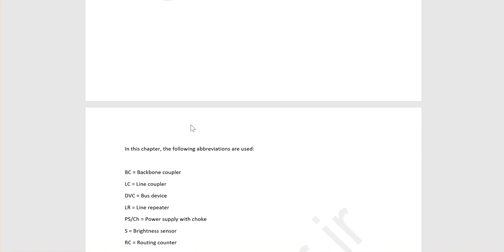First of all, there are some abbreviations that you should notice before starting this chapter. Whenever you see BC, it means backbone coupler; LC means line coupler; DVC means the bus devices; LR means line repeater; PS/CH means power supply plus choke. Also, for some examples you can see the brightness sensor in this chapter, and of course the routing counter, which we will talk about later.